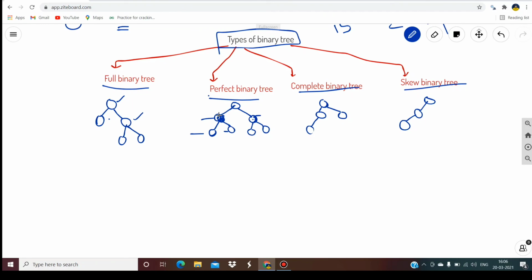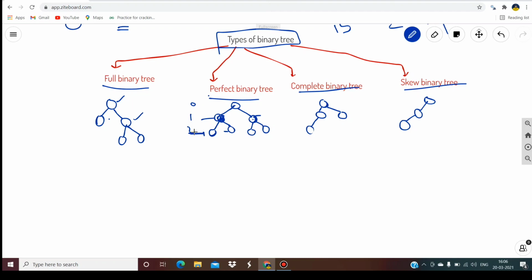So all the internal nodes must have two children, but the level of the leaf nodes must be the same. In that case, these are the leaf nodes, and yes, the level is the same. The root node has level 0, then 1, then 2. The level is 2, and it's the same for all the leaf nodes.